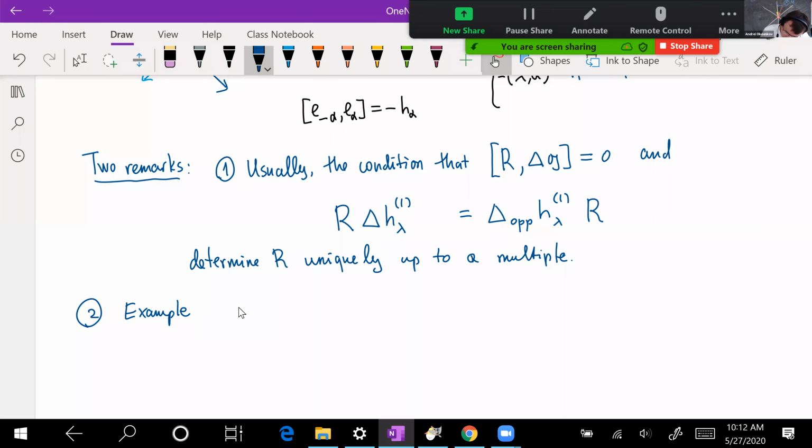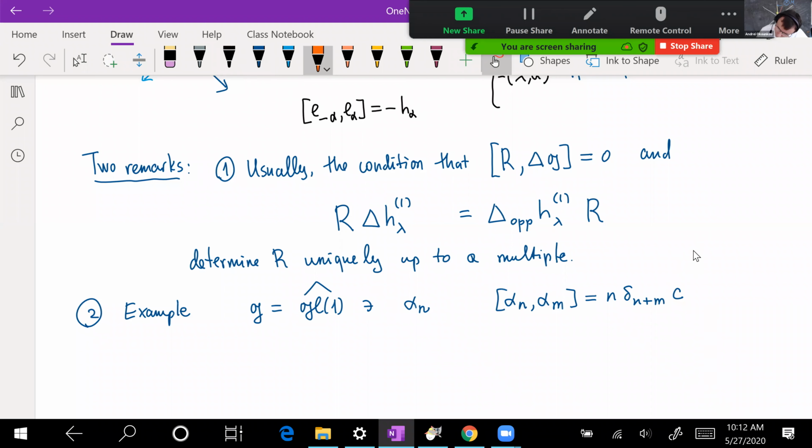An example of that: remember, I had this Hilbert scheme, associated with the case when the Lie algebra itself was gl_1 hat. In this Lie algebra we have operators, traditionally called alpha_n, with the commutation relation [alpha_n, alpha_m] equal to n times delta_{n+m}, times maybe some central element. So this is central.